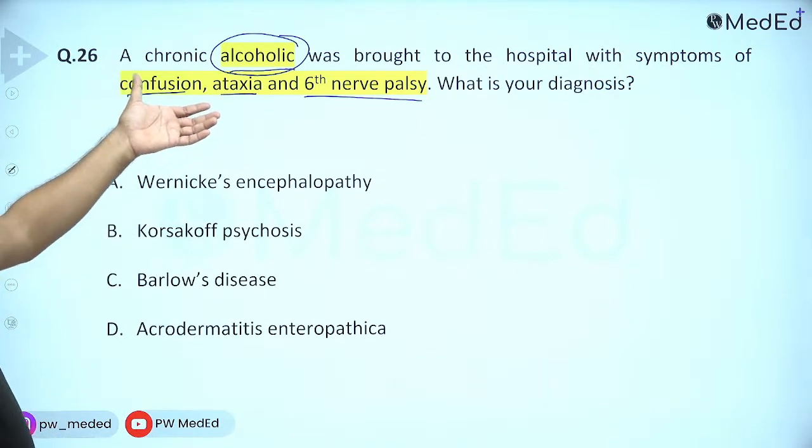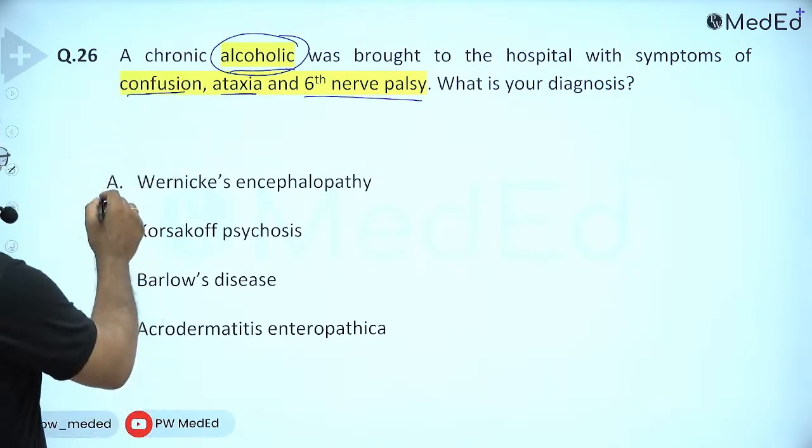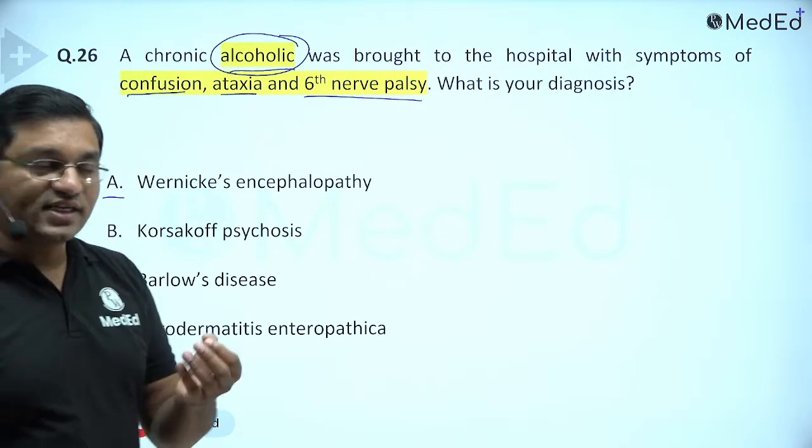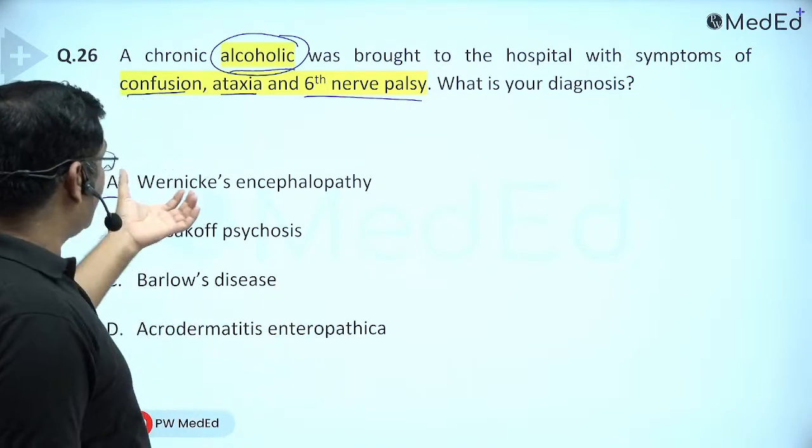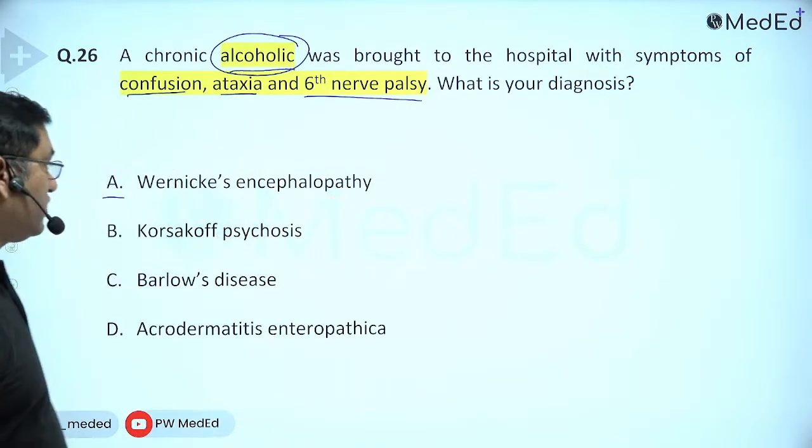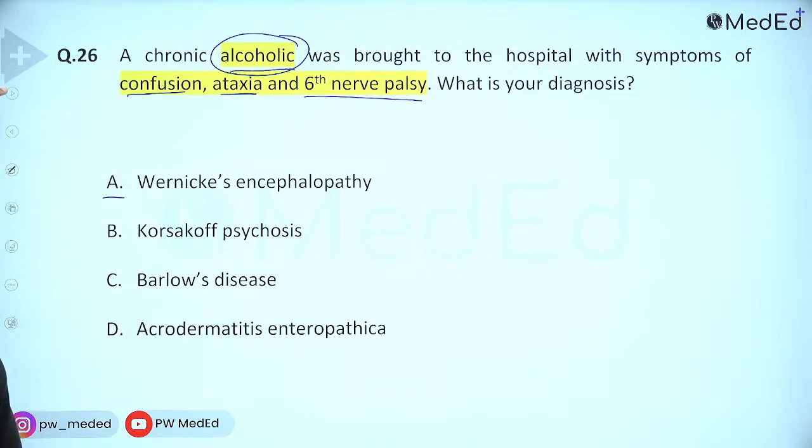So whenever there are these symptoms, it is Wernicke's encephalopathy. If there is memory loss and psychosis additionally, it is Wernicke-Korsakoff psychosis. Got it? So GOA MP is the mnemonic. Try to remember this.